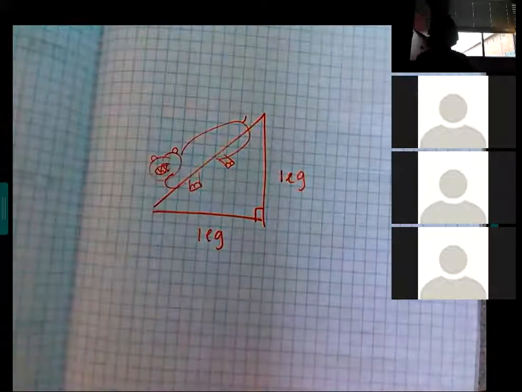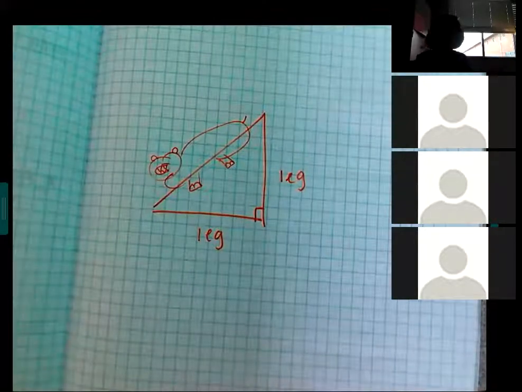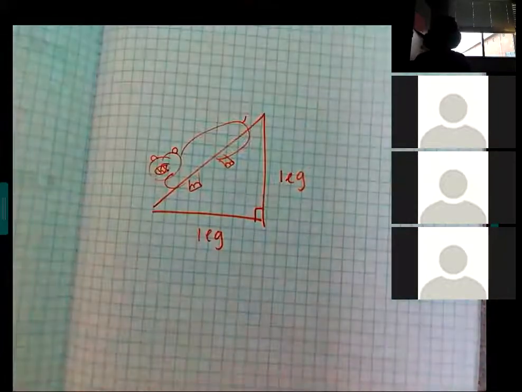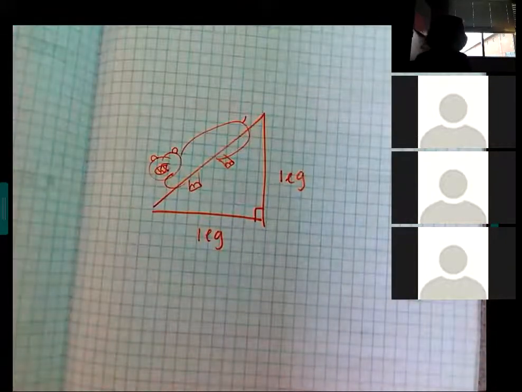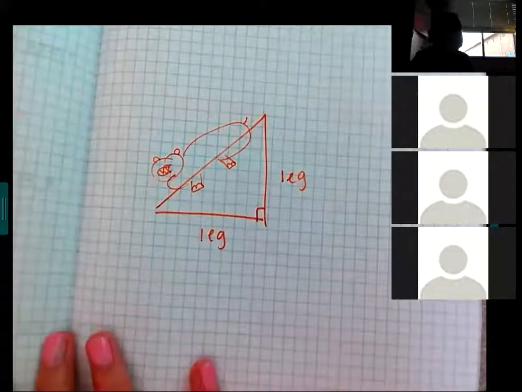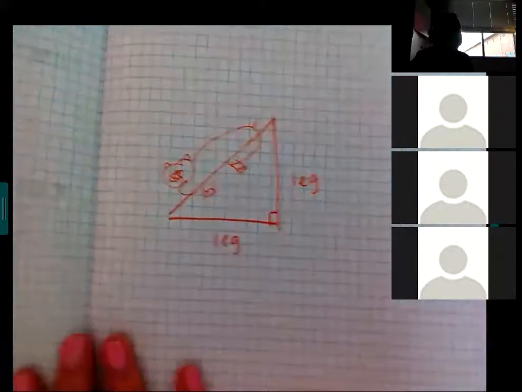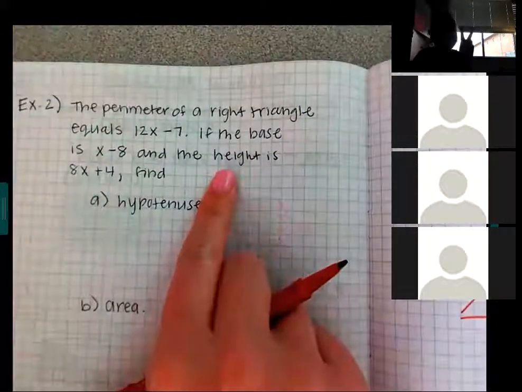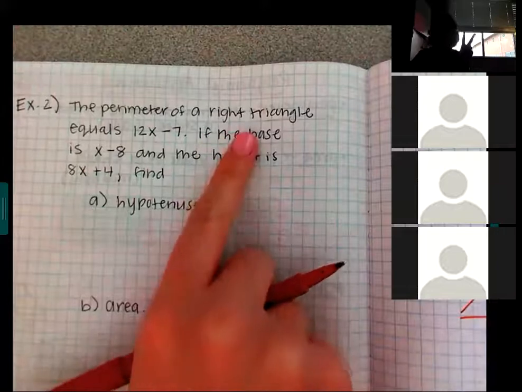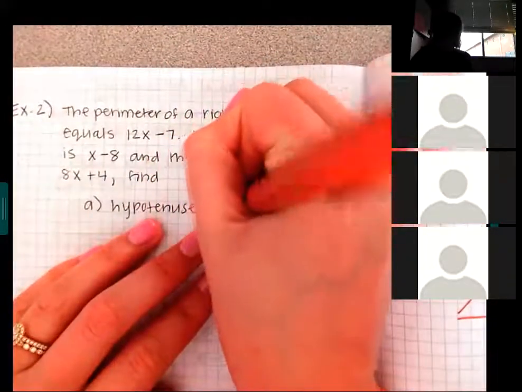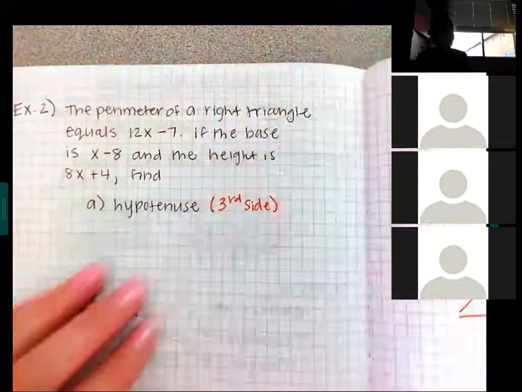But anyways, a hippopotamus sounds like hypotenuse, whatever the hippo could lay on. So it's the slanted side. So when I ask you for the hypotenuse, I'm just asking for the third side. That's it. Does everybody understand that? So look at the problem. I told you the base. I told you the height. That's two sides. It's a triangle, so it should have a third side. So when I ask for the hypotenuse, I'm just asking for the third side.